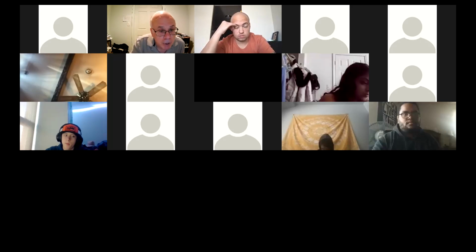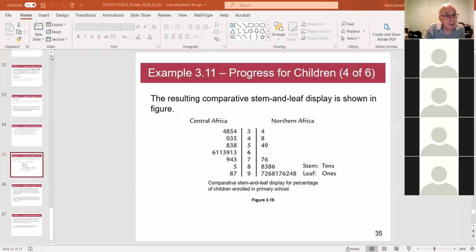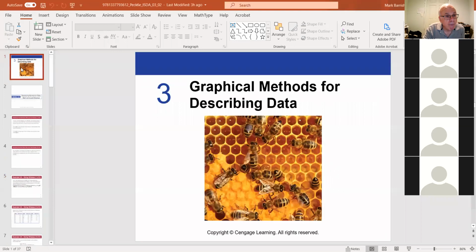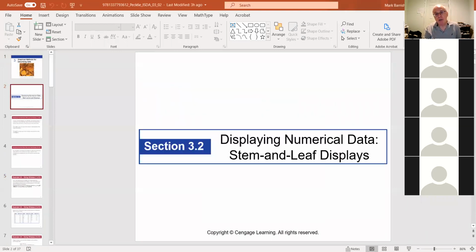Let me see. All right, so we just go right back to the top here. This is section 3.2. Now we're going to look at numerical data, and there's one that you probably never heard of before, even if you took statistics. You might not have heard of this. It's called stem and leaf displays.